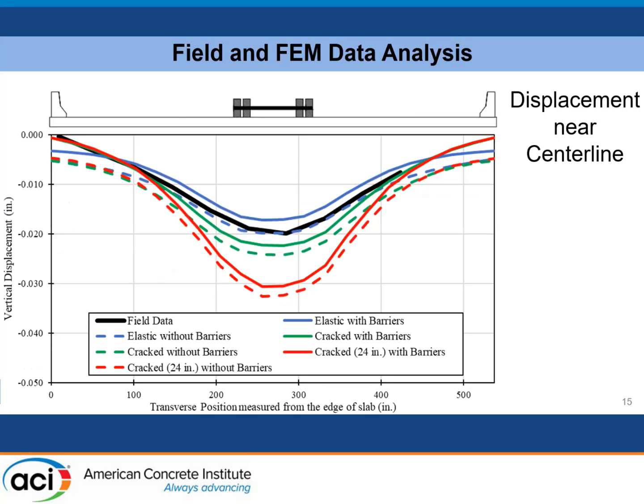And then for the field data at the center line, or the center of the bridge, you can see that our field data seems to match one of the elastic models without barriers where the load is placed. However, if you look in the upper left, the field data does go to 0, which is a characteristic of the models that include the barriers, whereas the models that don't include the barriers have some net displacement near the edges of the slab.